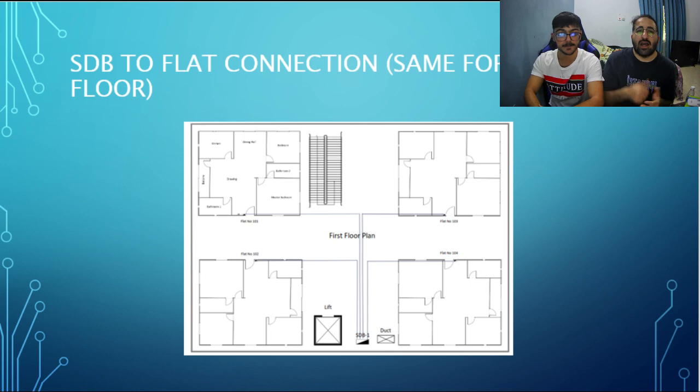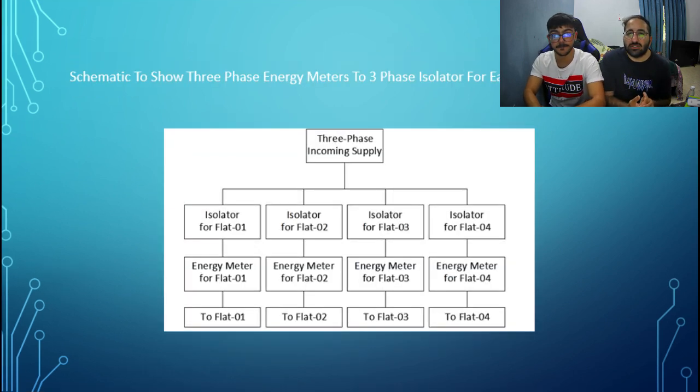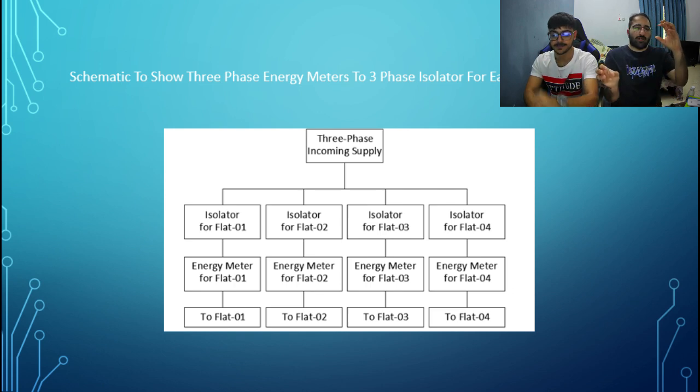Let's go through how to show the three-phase energy meters to the three-phase isolator to each flat. So we have the three-phase incoming supply. It goes to 4 isolators. There are 4 isolators because we have 4 flats. And each flat will go to the energy meter. From the energy meter, it will go to each flat.